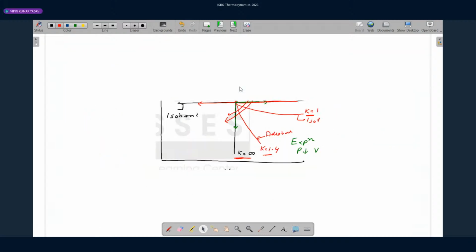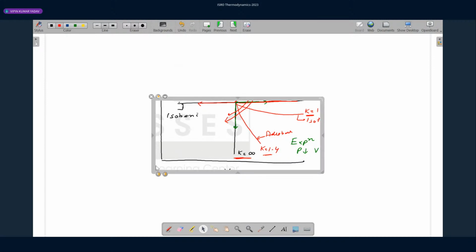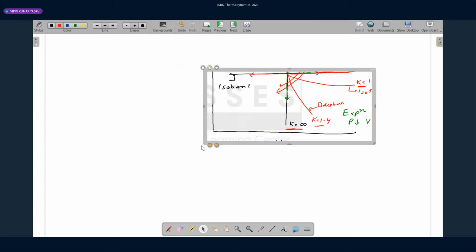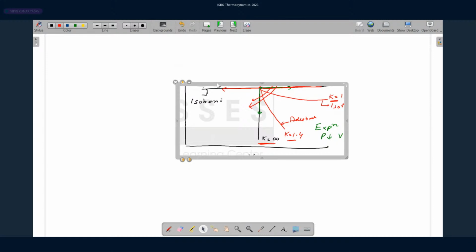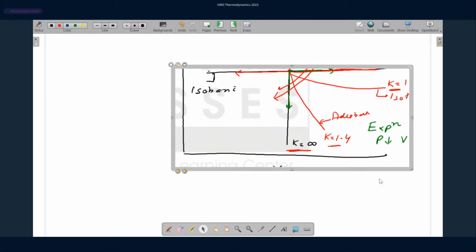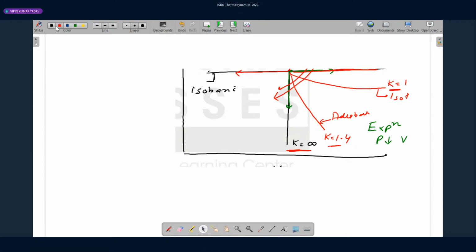To new page. Okay. So now we are not talking about compression. So this is compression, right? This is compression, but we are not worried about compression. We are worried only about expansion.